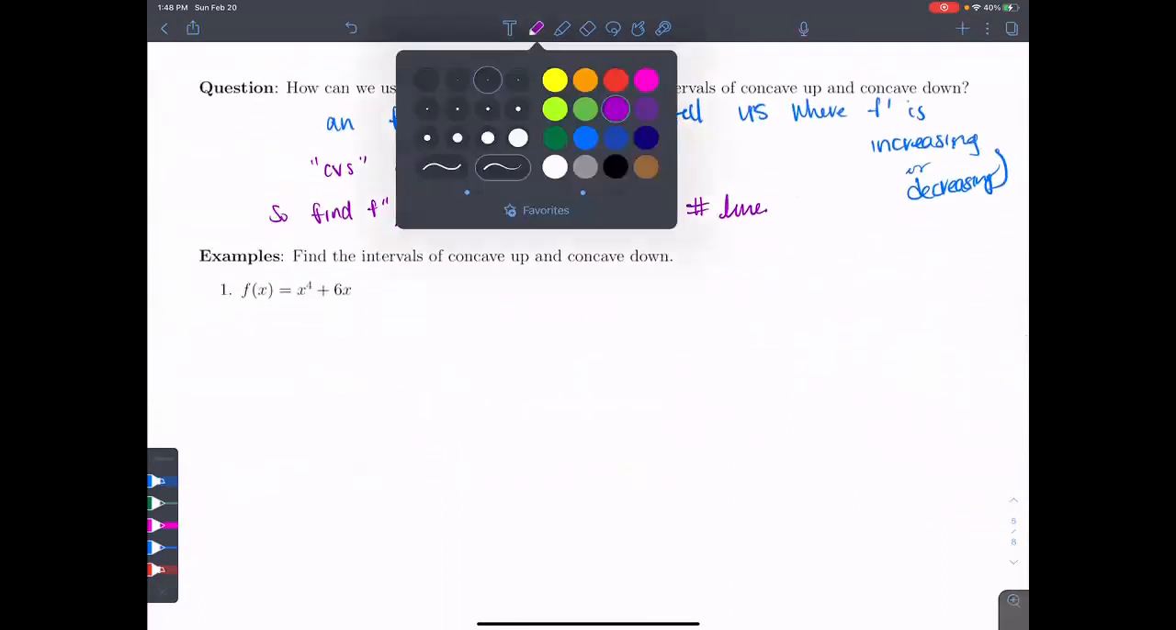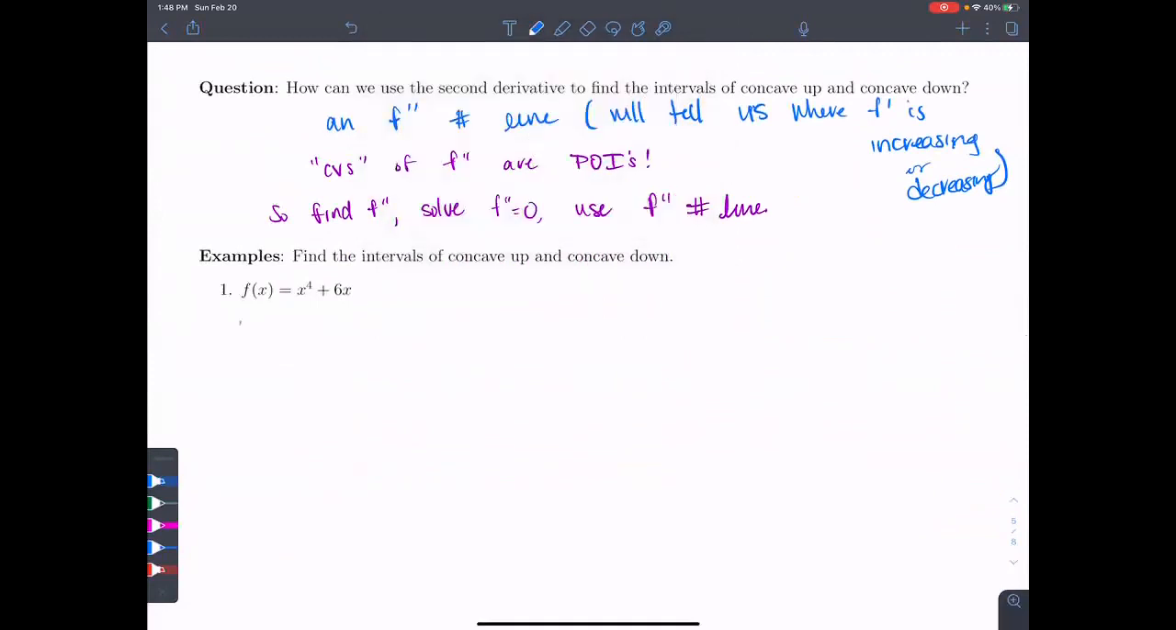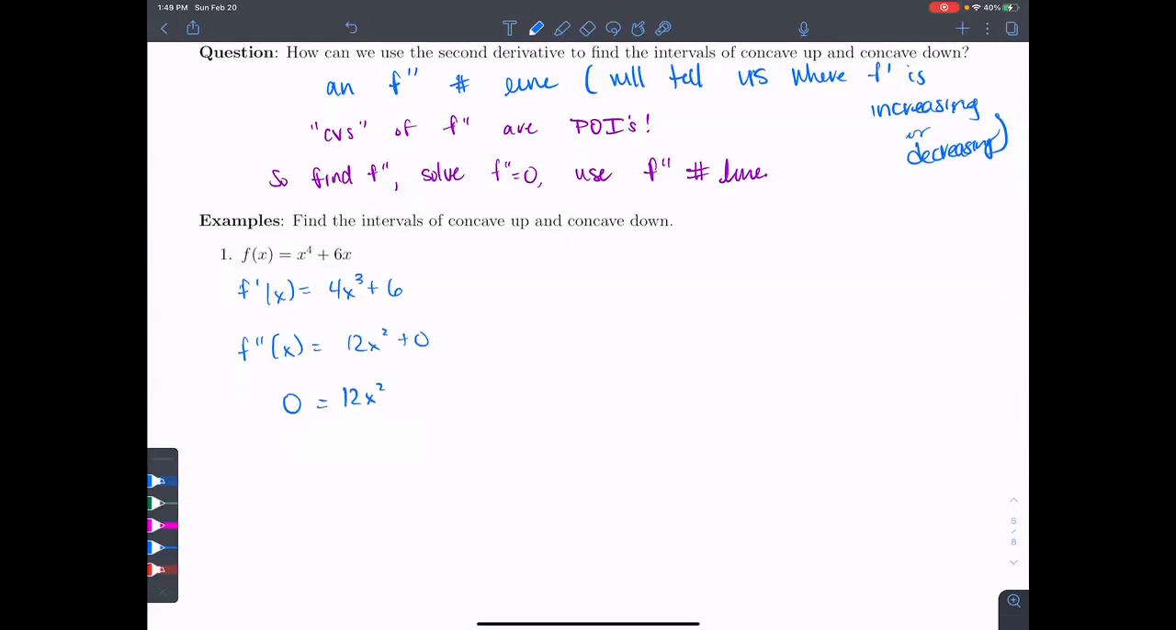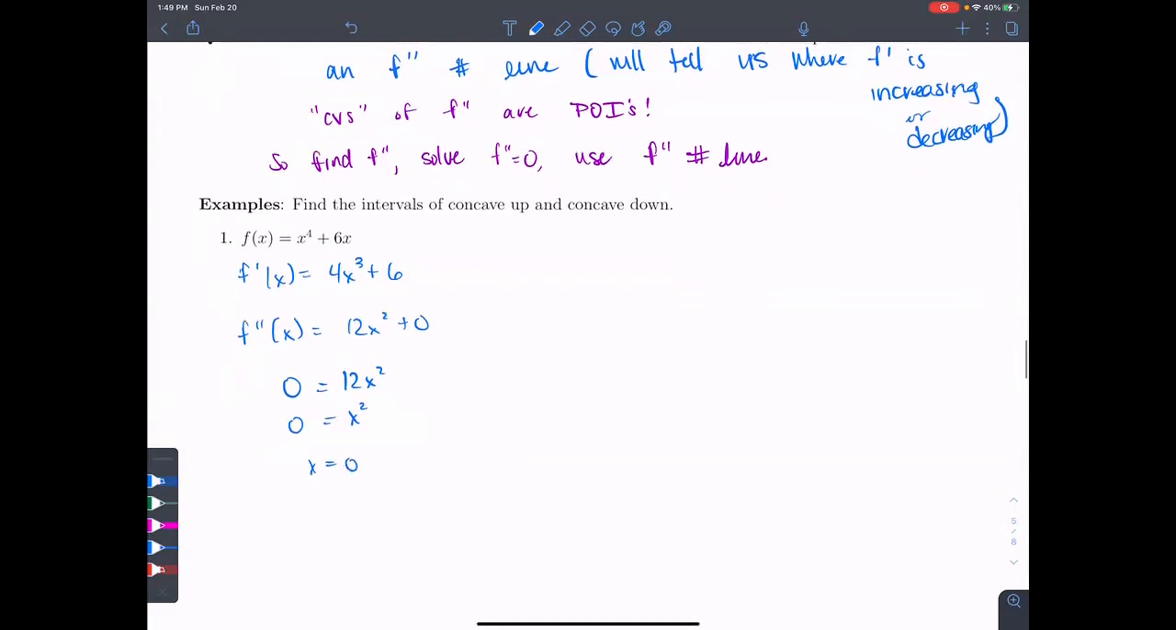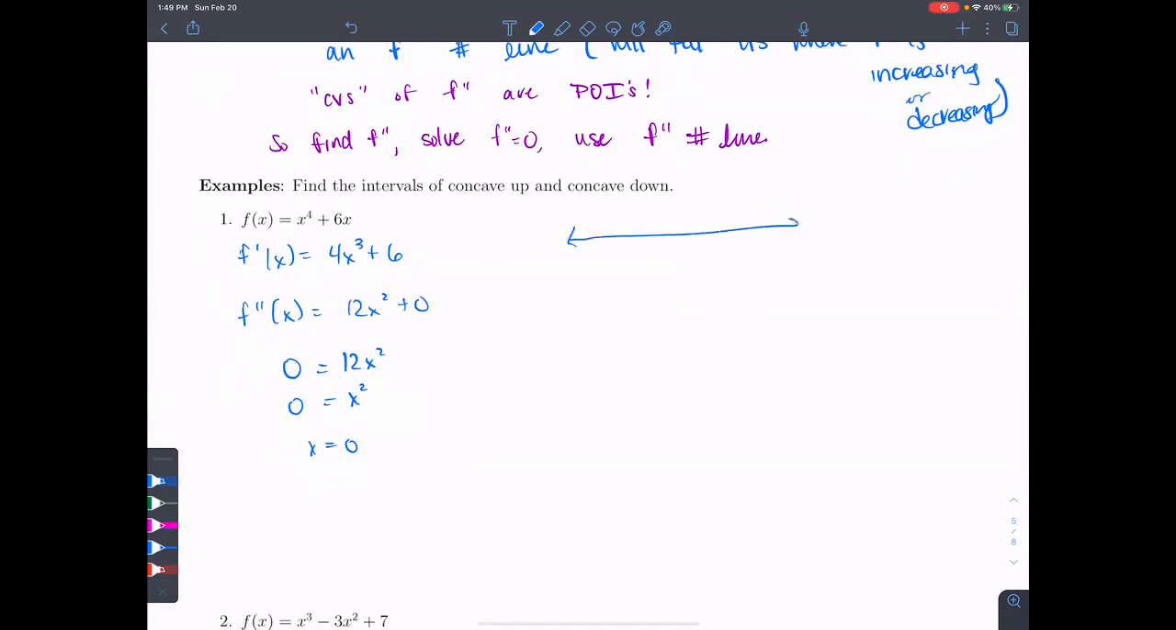So we have here, we need to find the second derivative. So f prime, the directions to find the intervals of concave up and concave down. F prime here would be 4x cubed plus 6. F double prime would be 12x squared plus 0. So we're looking for critical values now of f double prime, which are going to be points of inflection. So we have x squared equals 0, divide both sides by 12. So x is 0. So we are going to put that on a number line, an f double prime number line. And we'll put 0 right here.